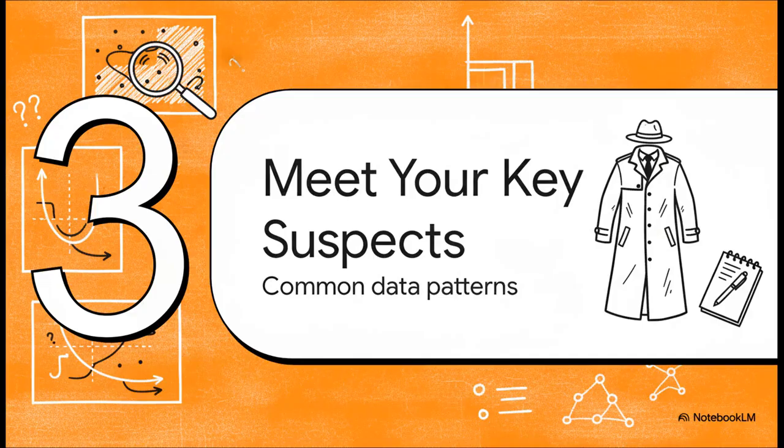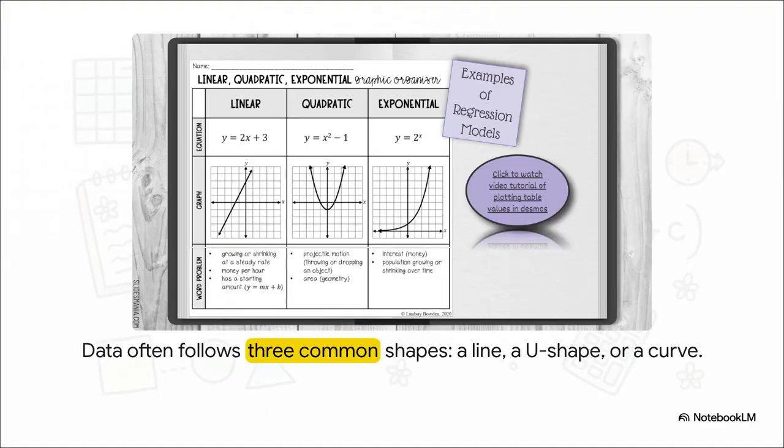Okay, so let's meet our key suspects. These are the common shapes, the common patterns that data tends to fall into when we put it on a graph. And here they are, our three main profiles. First, you've got your classic straight line. That's a linear model. Then you've got this U-shape, which you might know as a parabola. That's our quadratic model. And finally, you have this sharp, really dramatic curve, and that's the exponential model.